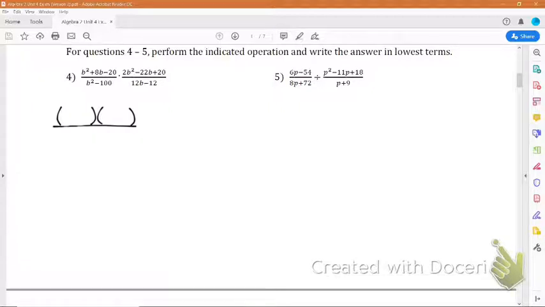So for the numerator, I'm putting that in my asterisks, 2 numbers that multiply to give me negative 20 and add to give me 8 would be x plus 10 and x minus 2. So negative 2 times positive 10 is negative 20. When I add them together, I get positive 8. So asterisks.